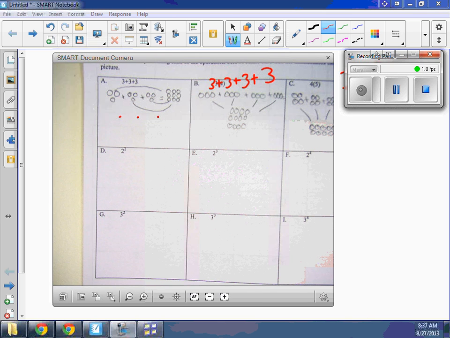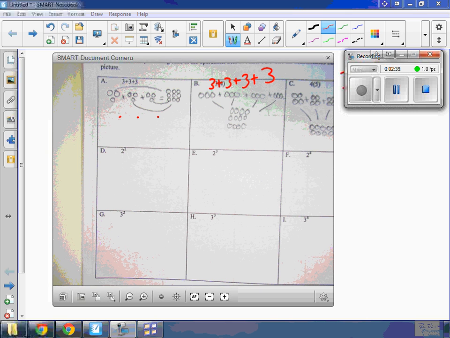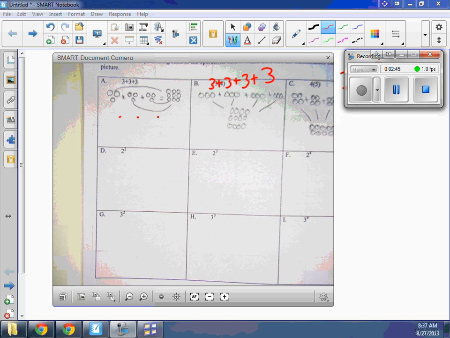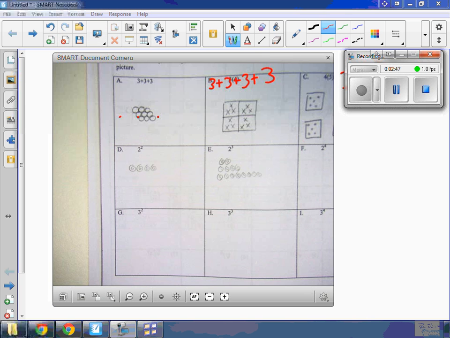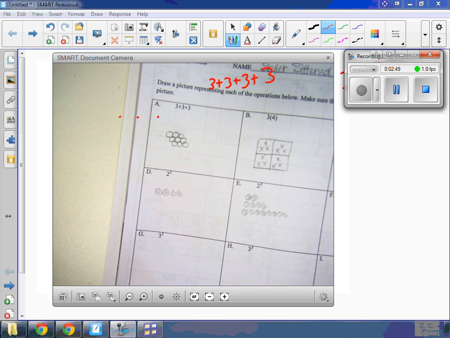So do we see 3 times 4 in the answer? How? 3 rows and 4 columns. Okay. So you didn't quite get finished with that, did you?